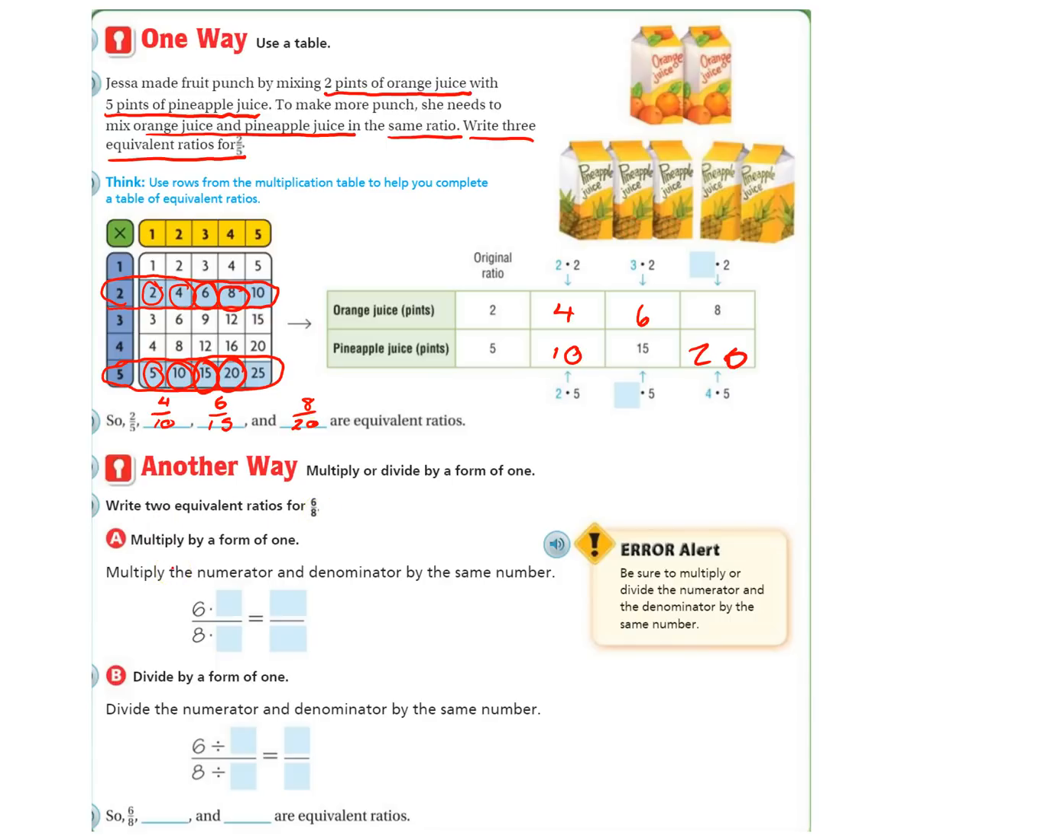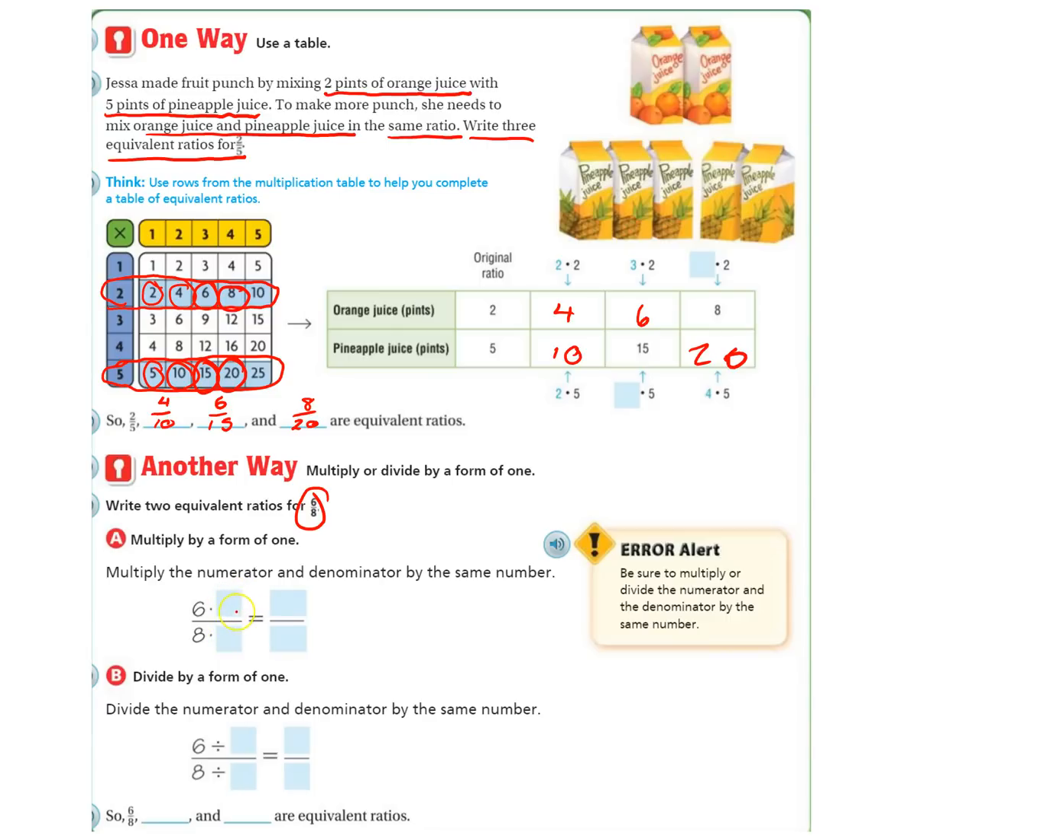So another way, just like we did equivalent fractions, equivalent ratios and equivalent fractions, we're doing the same way. So multiply the numerator and the denominator by the same number. So if I need to find a ratio, or we can think fraction, equivalent to 6/8, I just pick a number, any number besides 1. So I can pick 2, I can pick 3, I can pick 4, I can pick 5.